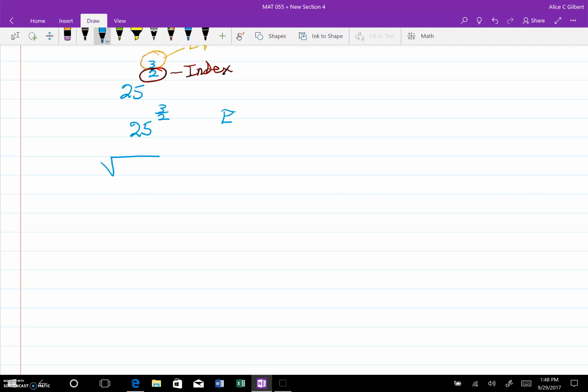This is exponent form because it has an exponent. And this is radical form, because it has a radical. Okay, so 2 is in here in the index. It's invisible because we don't write 2.